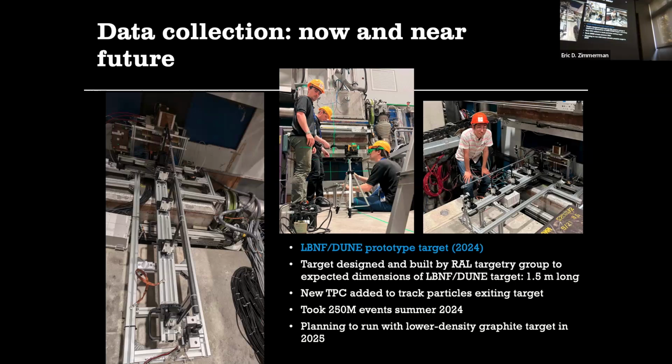So we took 250 million events in the summer of this year. We're also going to plan to run with another version of this target, the sustained geometry, that has a lower graphite density, because we're not really sure exactly what graphite material is going to end up being used for DUNE. So we're going to do that next year. Here you can see the target installed. You can see the target being aligned.